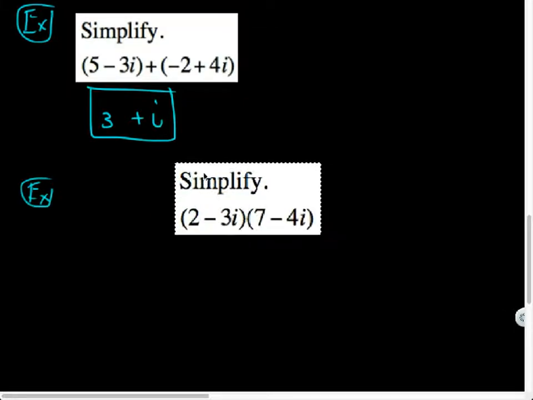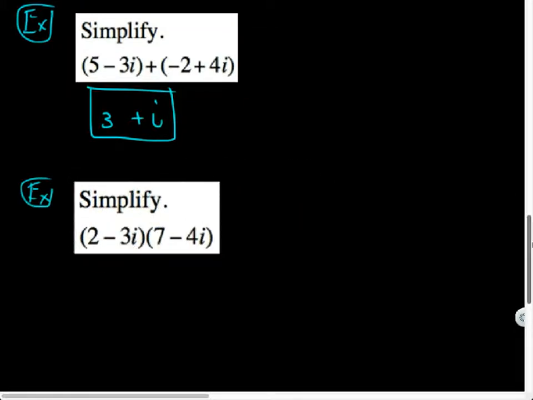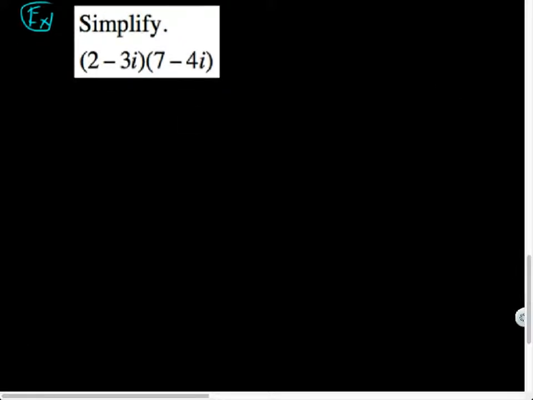What about multiplying? So in order to multiply, I'm actually straight up going to use my double distributing or foiling technique. Right, because it's binomial times binomial. 2 times 7 is 14. 2 times negative 4i is negative 8i. Negative 3i times 7 is negative 21i. And negative 3i times negative 4i is positive 12i squared.